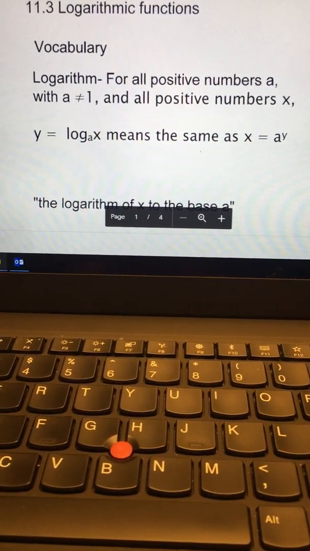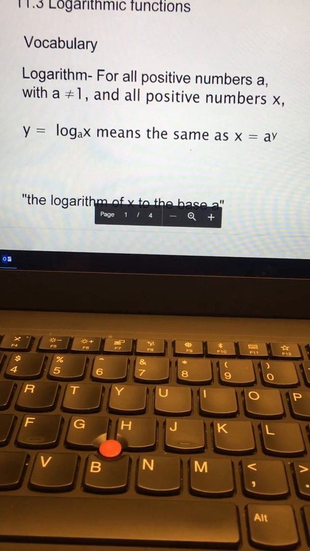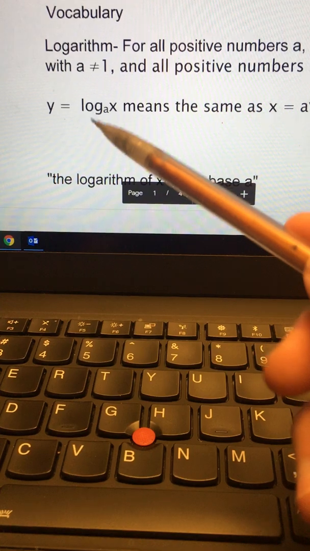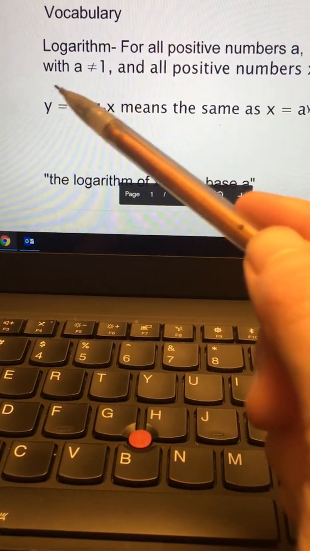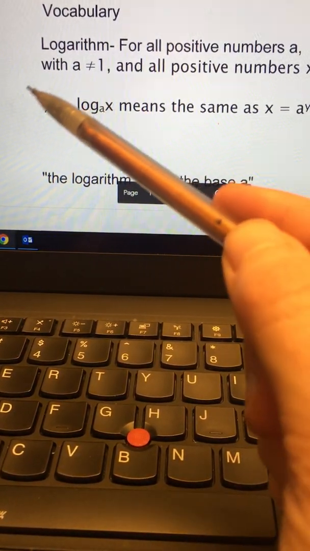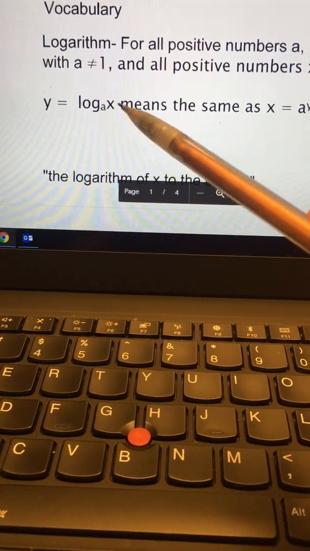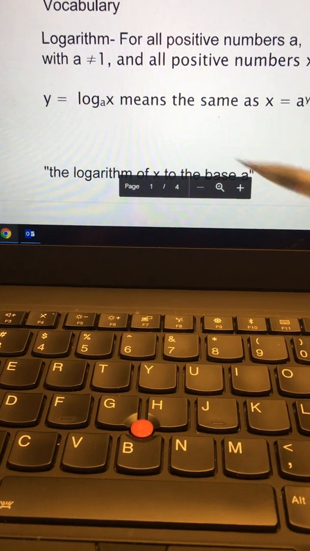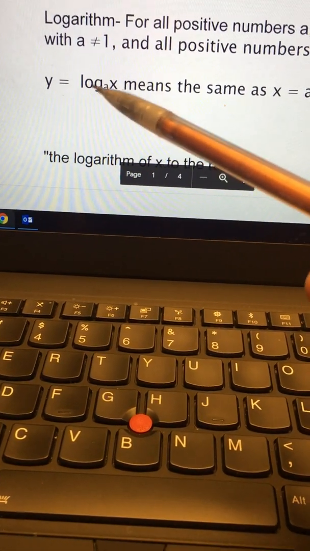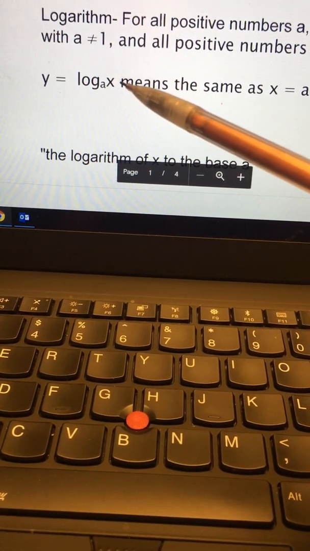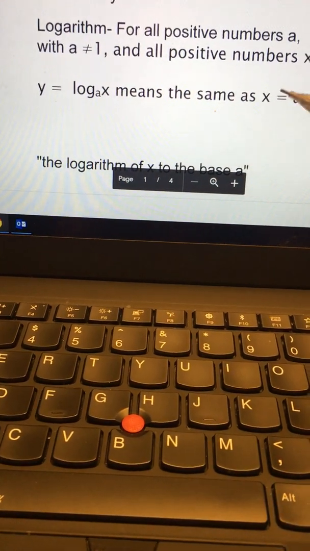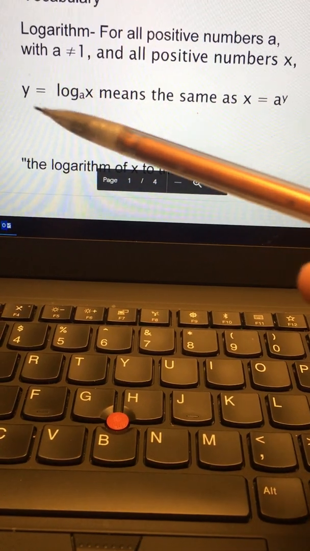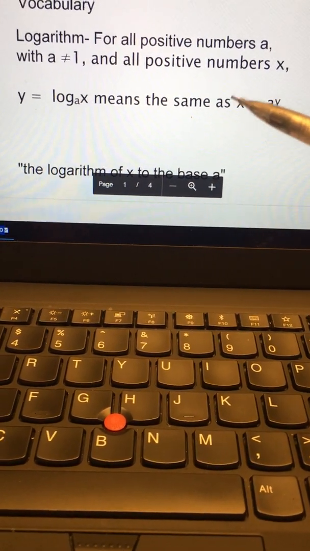It's the inverse of exponential, but also in a log problem, you'll actually see the log within your problem. So this is what a log equation looks like. Y equals log base a of x. So that's what this says, the logarithm of x to the base a. That's another way to say it. I'll usually just say log base a of x. Then it shows you, which means the same thing as this. So you're seeing that we can write all logs as exponential.